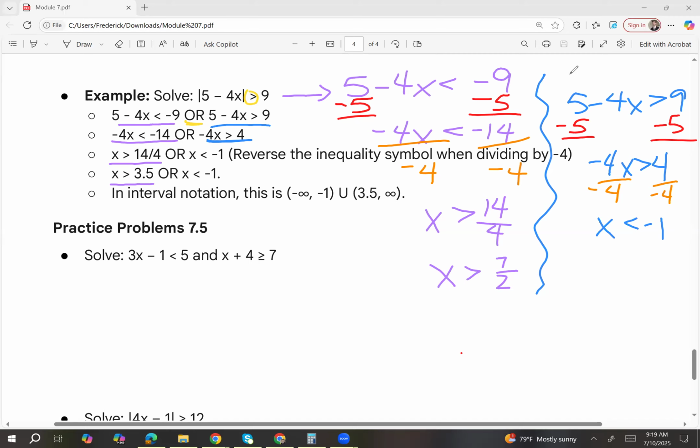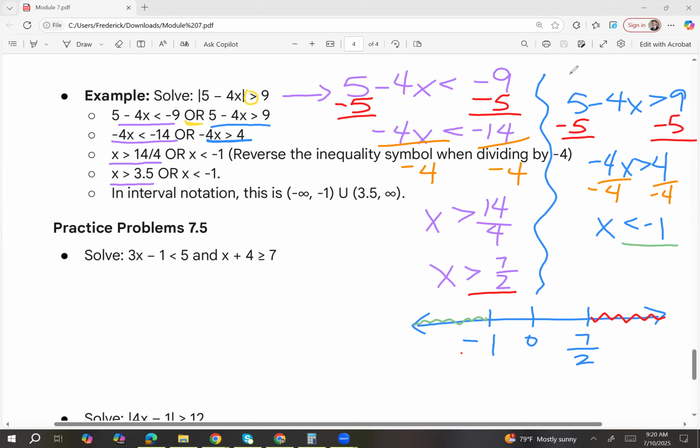Now for these, it can be helpful to situate yourself on a number line. So let's imagine -1 right here, and 7/2 over here, since 0 would be somewhere in between them. And what ground can we cover? If we're greater than 7/2, that's going to be going this way. Then less than -1, that's going to be going this way.